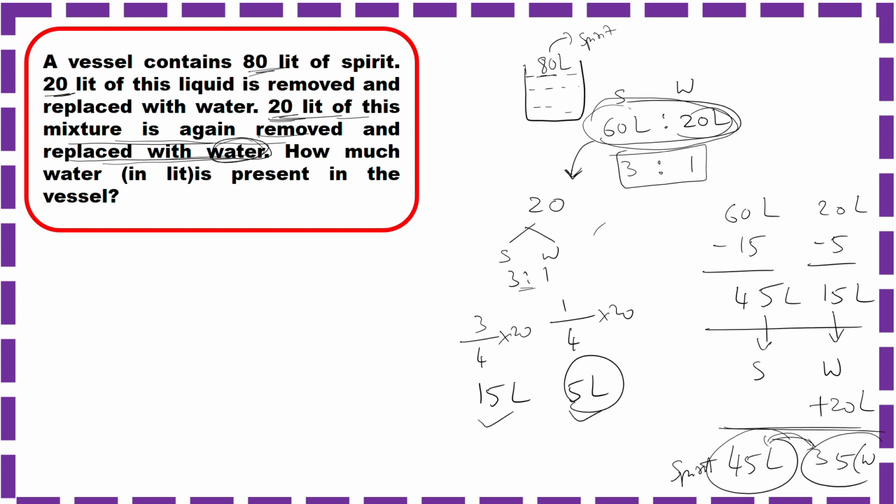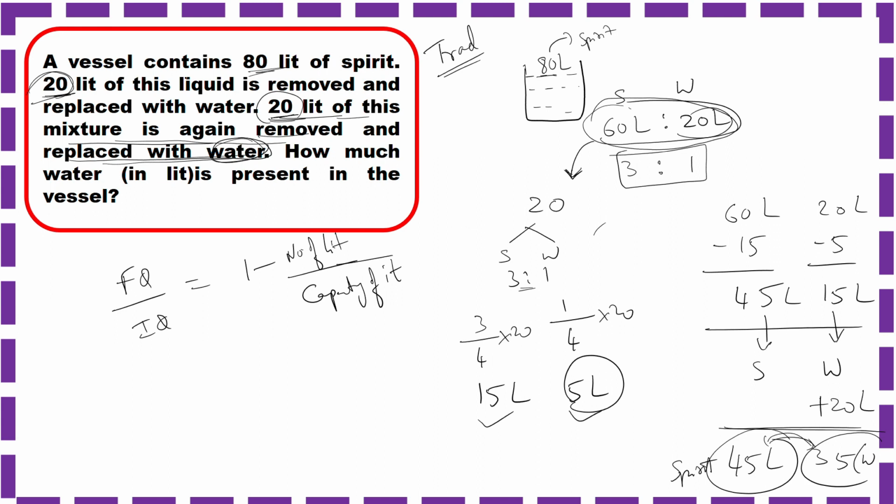So this is the traditional method, right? What about the formula method? See, as we discussed, if the replaced quantity and the removed quantity are the same, this is 20 and this is 20, we can use the formula method, right? So what is the formula? Final quantity by initial quantity is equal to 1 minus number of liters divided by the capacity of the container, whole power t.